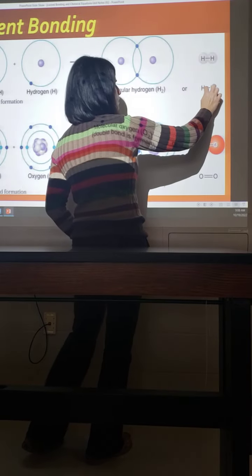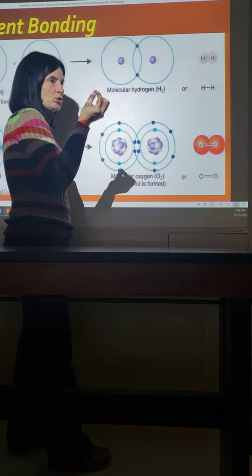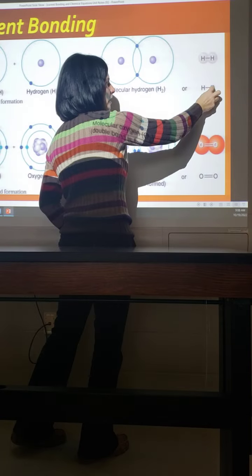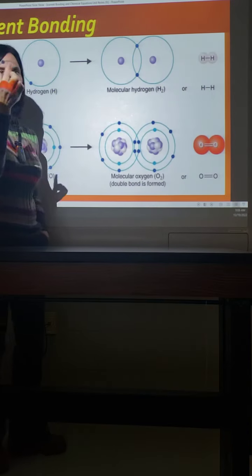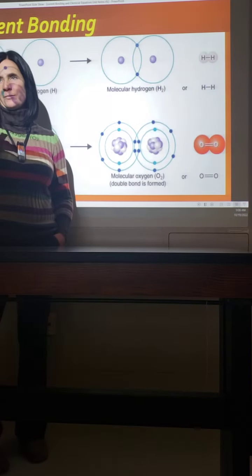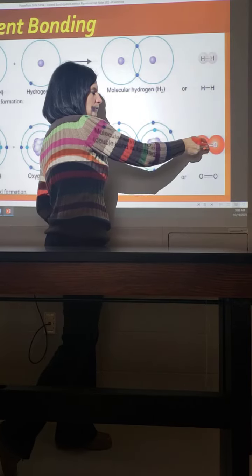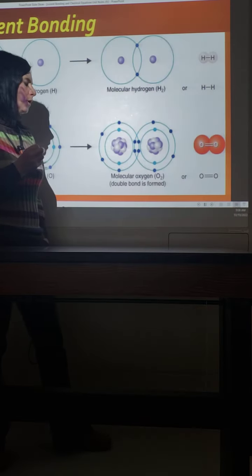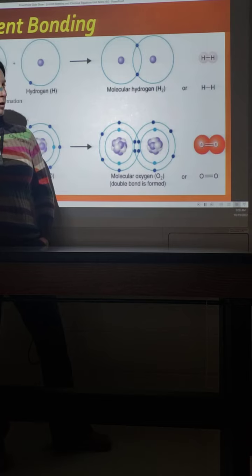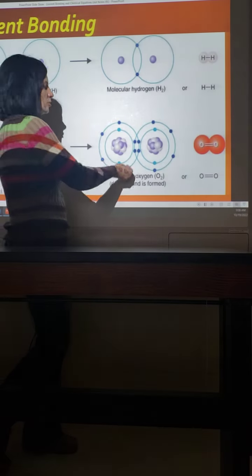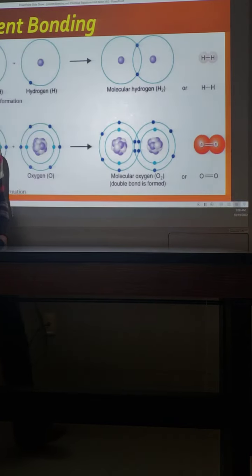A line usually represents a bond. So if I put a hydrogen, a line, and a hydrogen, that tells me I have a covalent bond between those hydrogen elements. Notice that this has 2 lines. It doesn't mean equal. What it means is it's actually a double covalent bond because oxygen is sharing 2 each, all right?